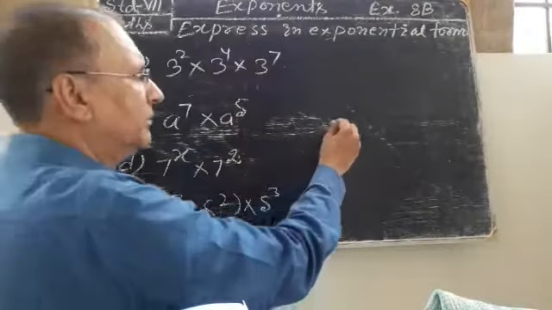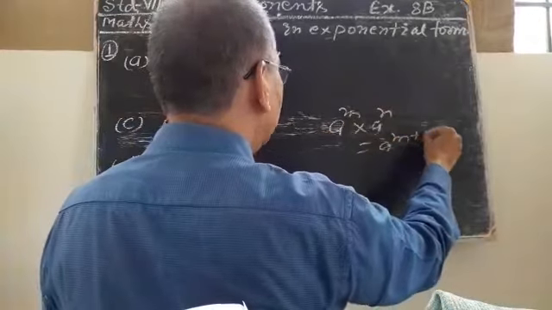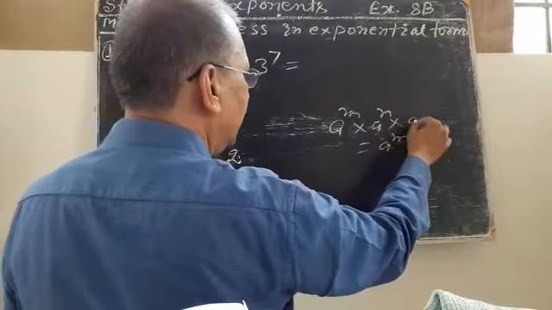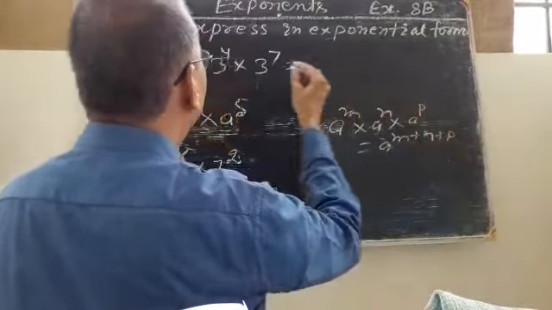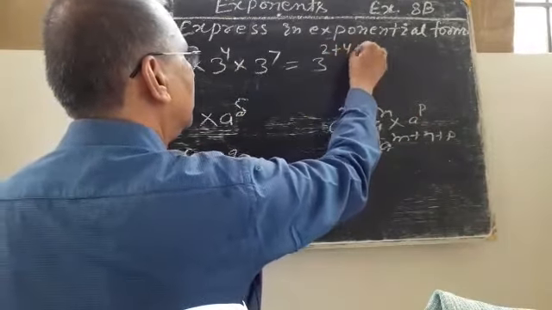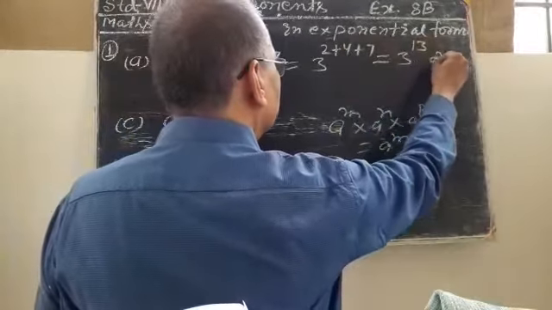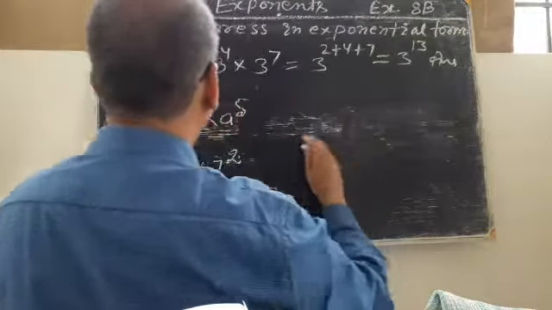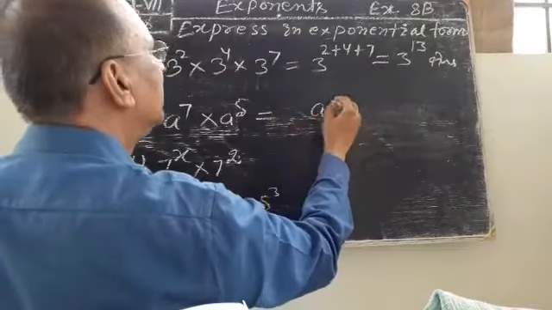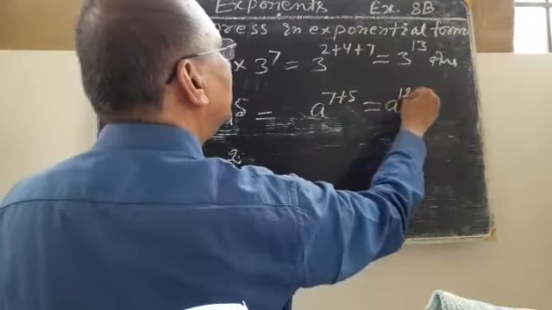We have learnt a power m into a power n is equal to a power m plus n. Here one more is given, so if it is a power m, n and p, then we will again add it. So this will be equal to 3 power 2 plus 4 plus 7, which is 3 power 13. Question number C is a power 7 into a power 5. So this is a power 7 plus 5, which is a power 12.